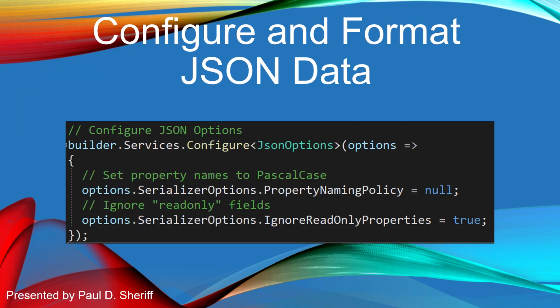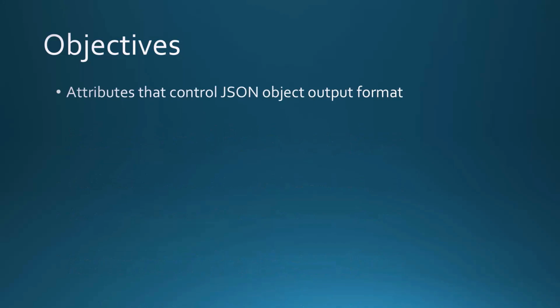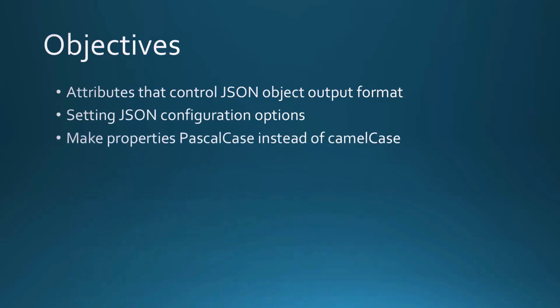This lesson is to configure and format the JSON data returned from the Web API. The objectives for this lesson are to learn about the attributes that control JSON object output format, and setting JSON configuration options like making properties Pascal case instead of camel case, and ignoring read-only properties.